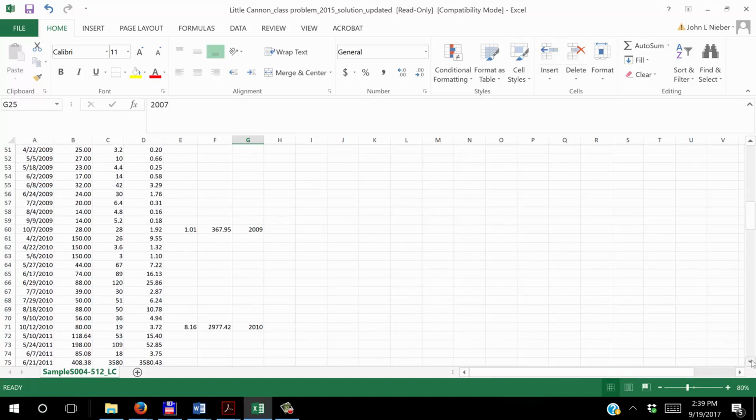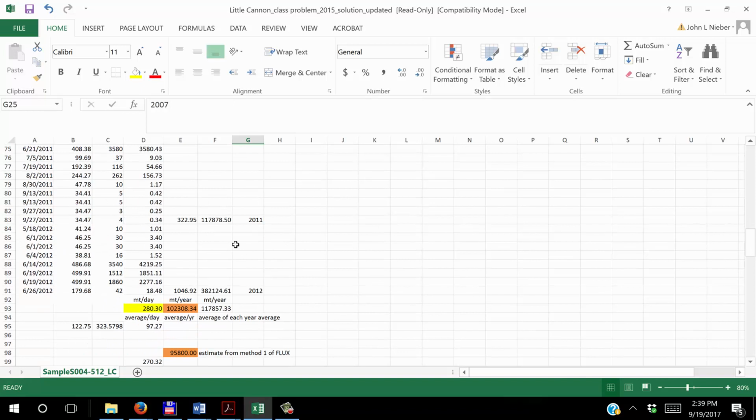2010, 2,977. For 2011, it's 117,000. And then 2012, there's only a partial record, and that one over that partial record gives us pretty high value, 382,000, much higher than any of the other values. So the calculation of the load was done very easily here just by multiplying discharge times the concentration. These are just on the dates of when samples were taken. So we've not accounted for all the other dates in the record when there might have been flow and the sediment that might have been getting carried by that flow.